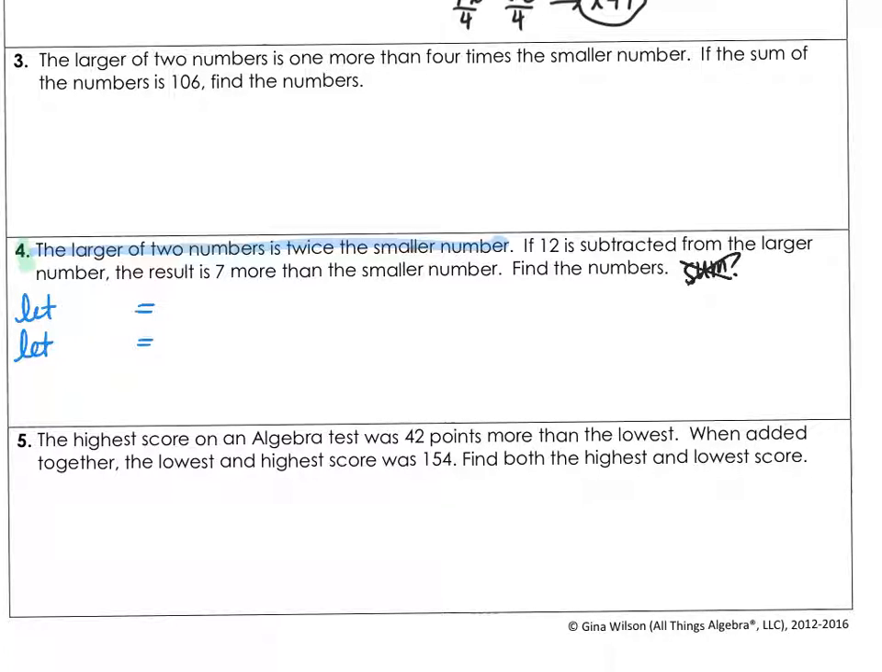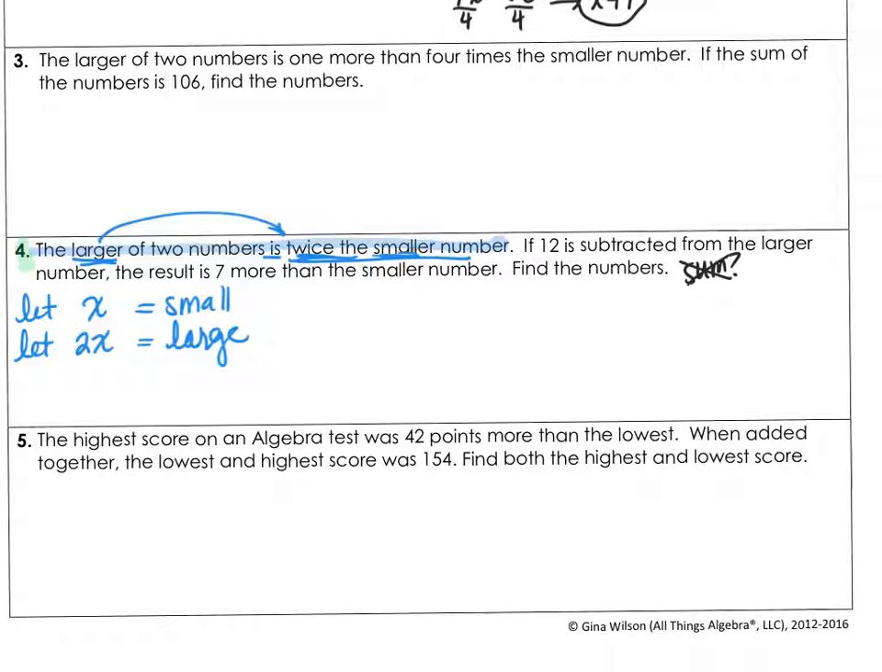So the larger is twice the smaller. So let's let x equal the small, and the larger is twice the small. So let's make 2x equal the large. So that all came from this first statement. The larger is twice the smaller. If we call x small, we have to call 2x large.